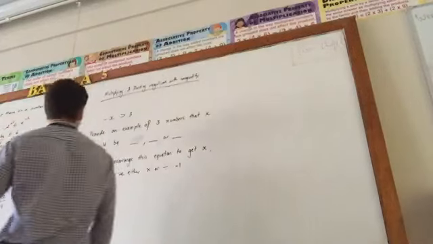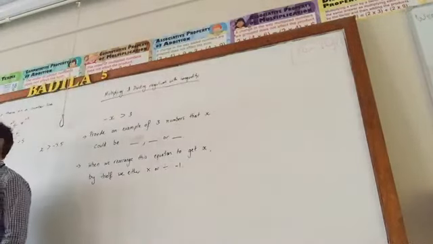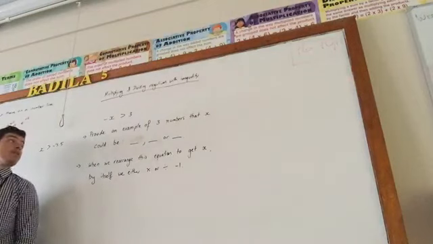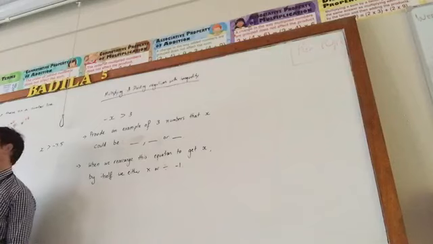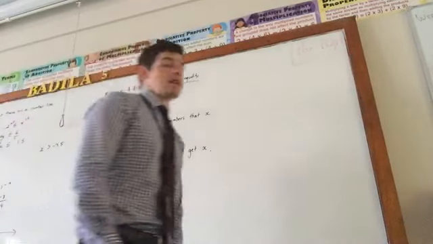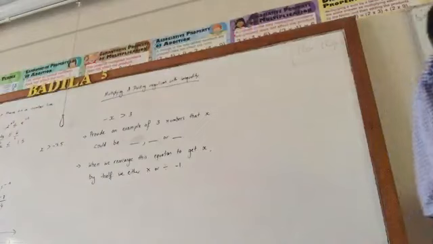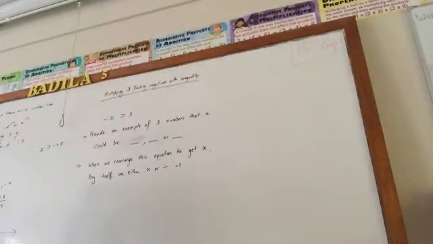We're going to look at multiplying and dividing negatives with inequalities. The first thing I've done is given you an example: negative x is greater than 3. I've asked you to pick three numbers that x could be, because x can be any number. Pick three numbers that x could be to make that a possible solution.